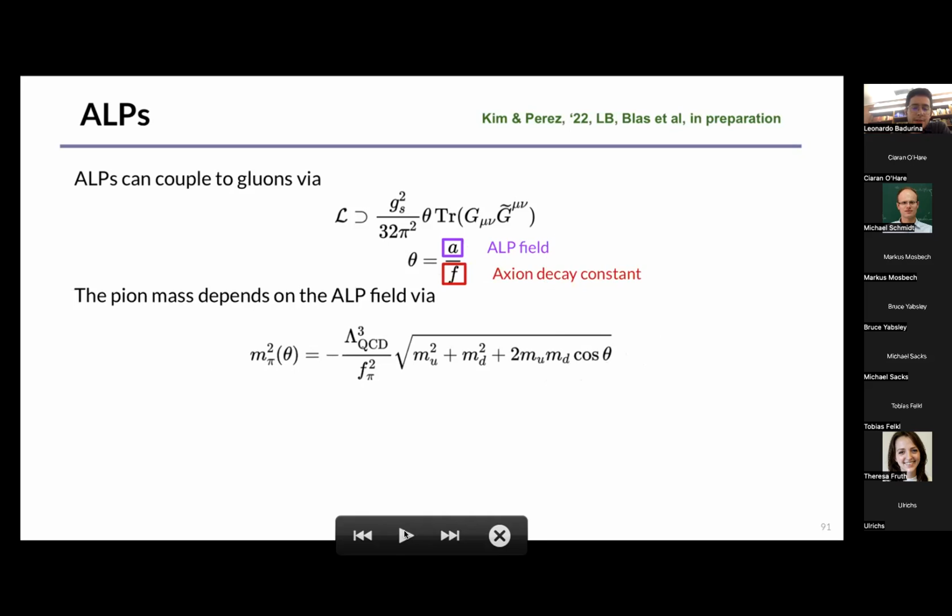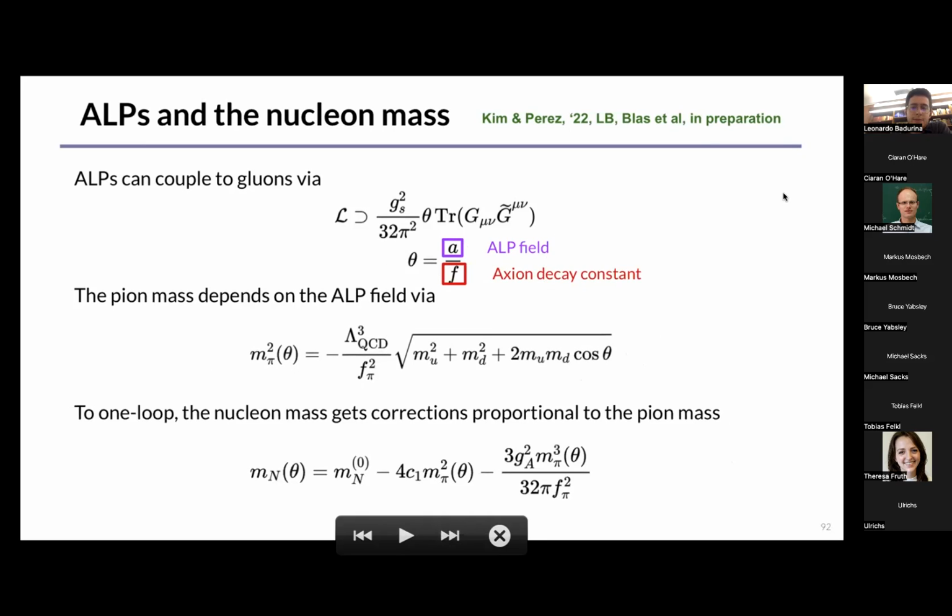And what was highlighted in this paper, which is also known in chiral perturbation theory, is that the mass of nucleons will depend to one loop on the mass of the pion squared. So since I showed you here that the mass of the pion squared is proportional to theta, which depends on A, this means that the mass of the nucleons, so the neutron and the proton, is expected to oscillate in space and time as well.